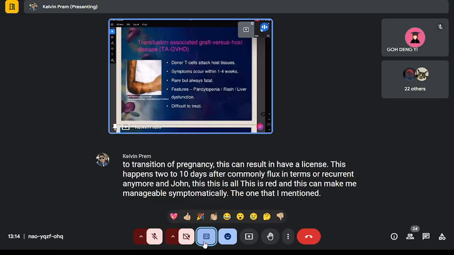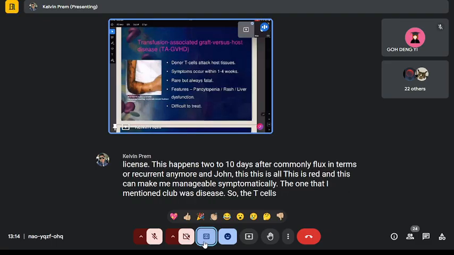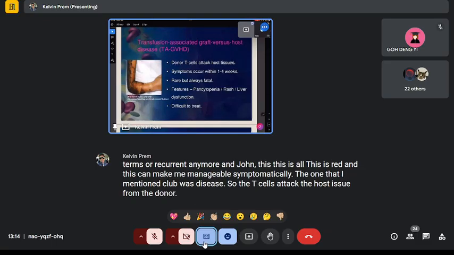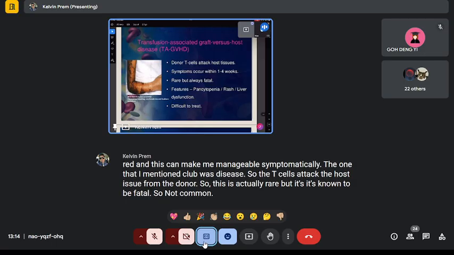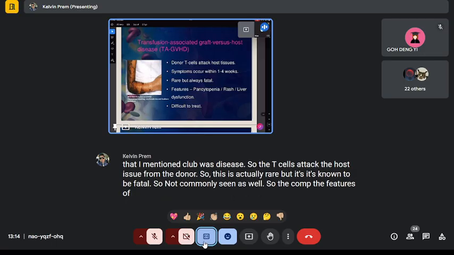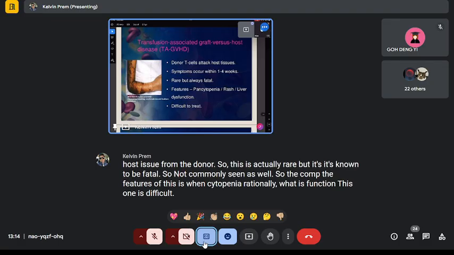The one that I mentioned, graft-versus-host disease. So the T cells from the donor attack the host tissue. This is actually rare, but it's known to be fatal. So not commonly seen as well. The features of this are pancytopenia, rash, liver dysfunction. This one is difficult to treat.